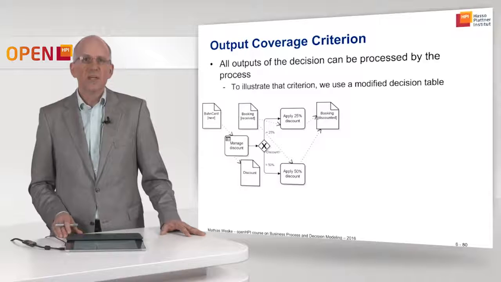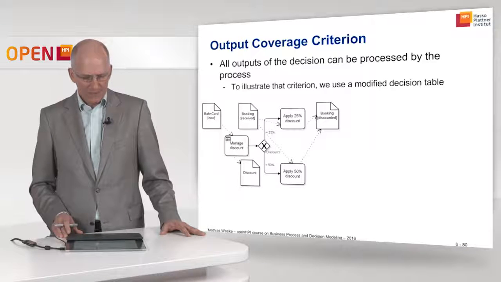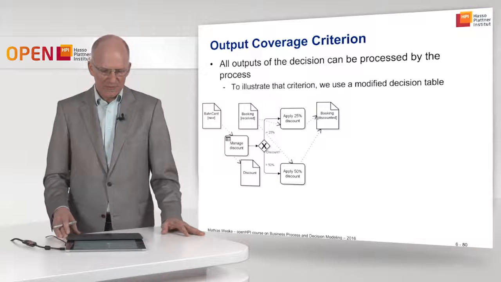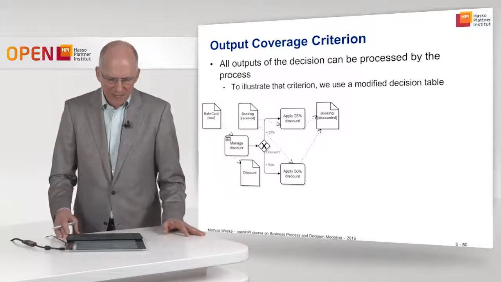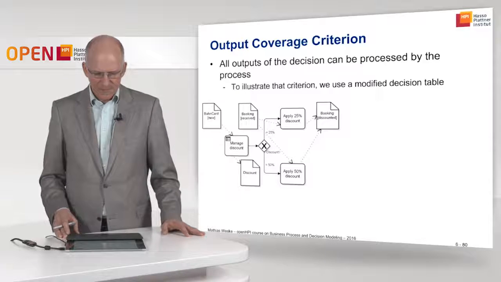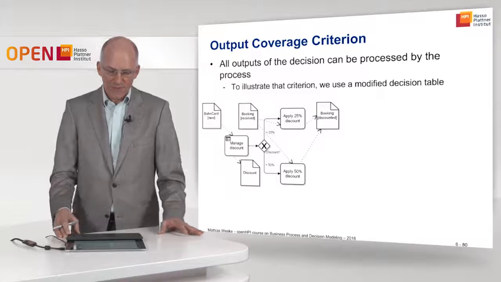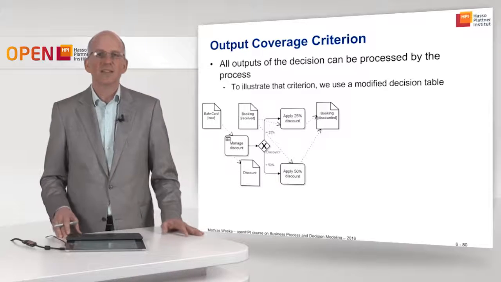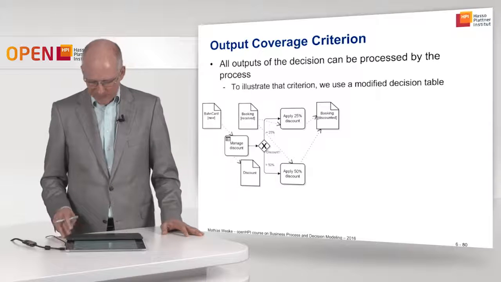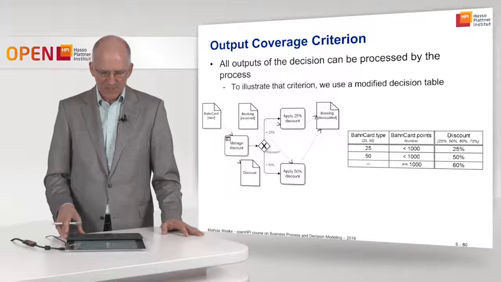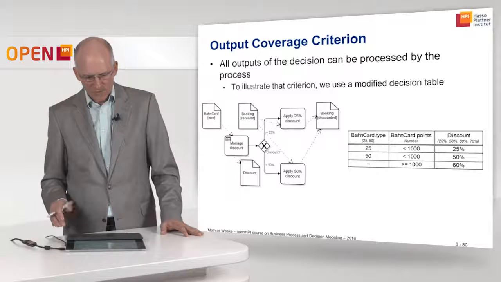Okay, now let's look at the consistency criteria. The first one is the output coverage criterion. So, can all outputs of the decision be processed by the process? That's the basic question. We use a slightly modified decision table here. So all outputs of the decision can be processed by the process.